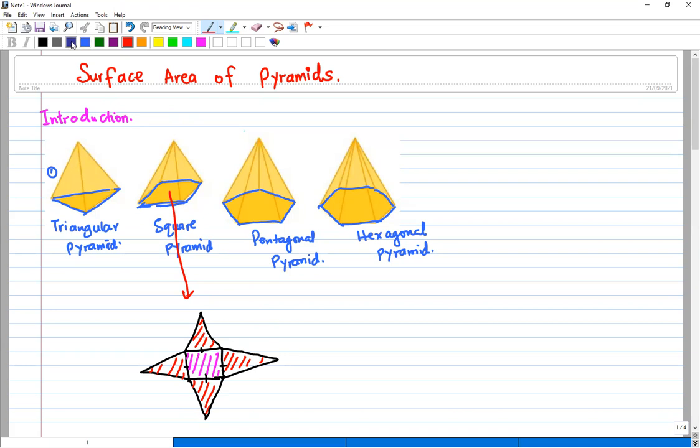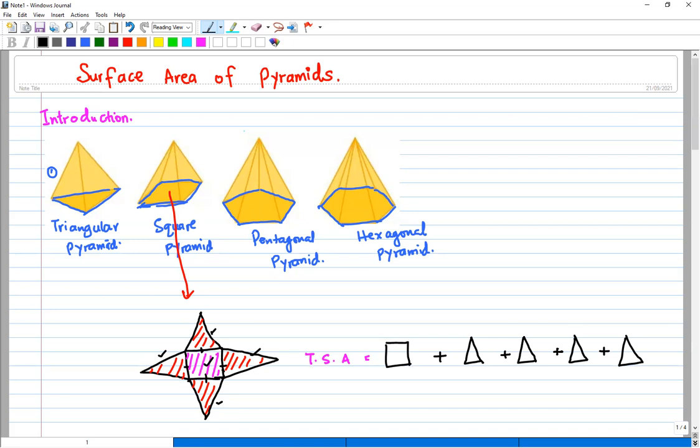So in short, when we talk about the total surface area, we will get the area of this square plus the area of this triangle, plus the area of this triangle, plus the area of this triangle, and the area of this triangle. In short, that's what it means.